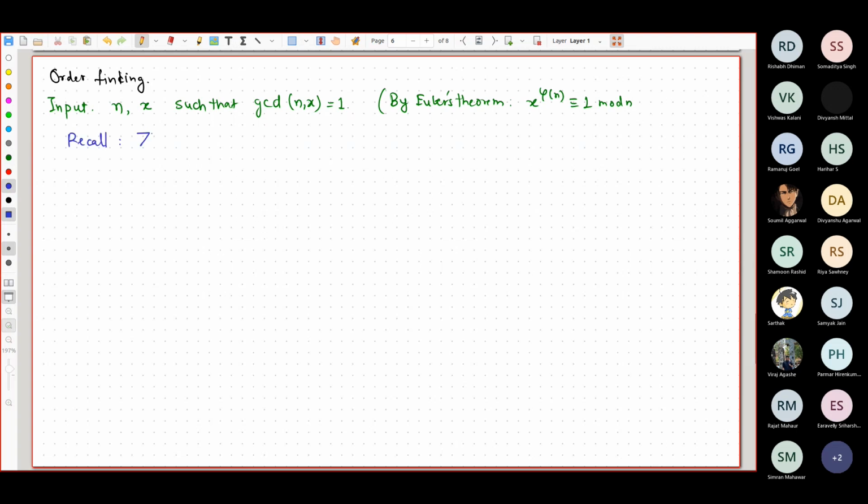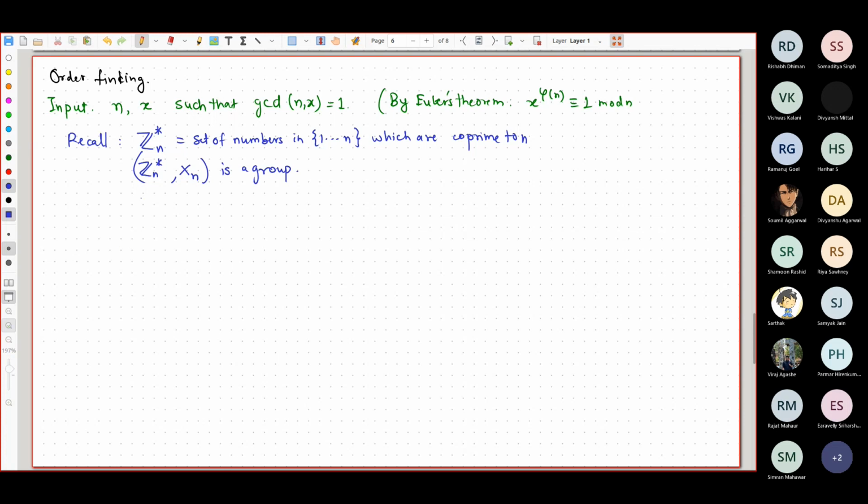that if you consider the set of all numbers from 1 through n which are co-prime to n, that we denoted by Zn star, right? So this is the set of numbers in 1 through n which are co-prime to n, right? So this Zn star under the multiplication modulo n is a group. We saw that in the last class, I believe, right?